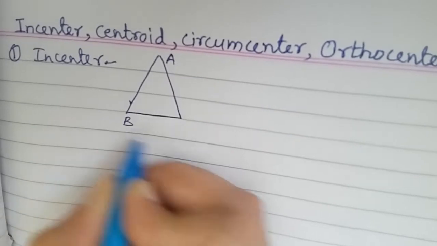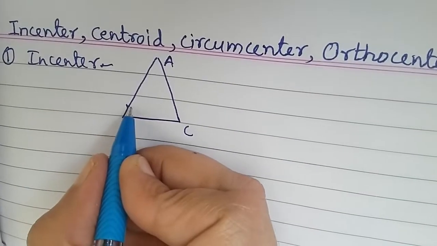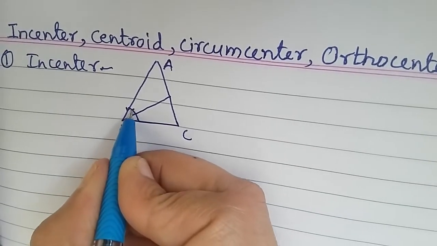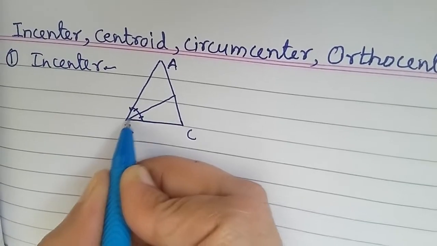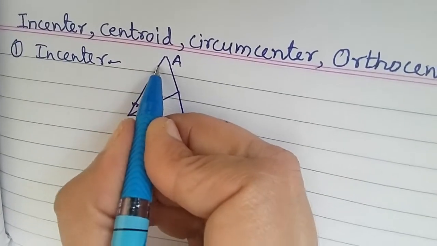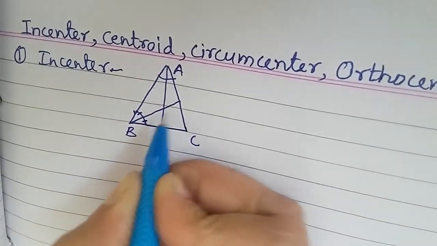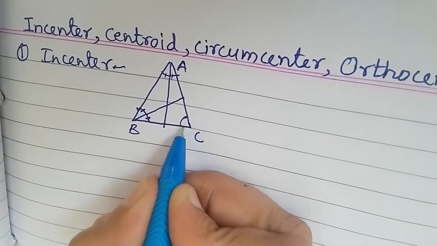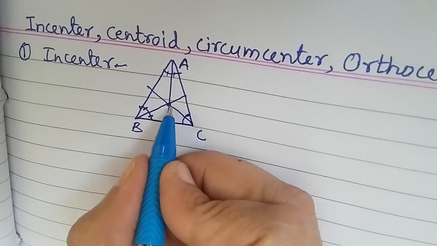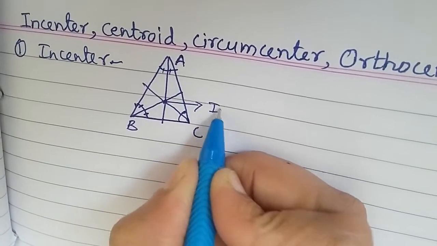This is triangle ABC and these are our angles A, B and C. And this line is the angle bisector of angle B. It means this angle is equal to this angle. This line, the angle bisector, divides angle B into two equal parts. Similarly, we will draw another angle bisector from vertex A and from vertex C. And the point where all these angle bisectors meet is called the incenter of a triangle.